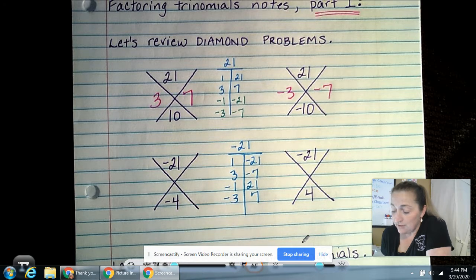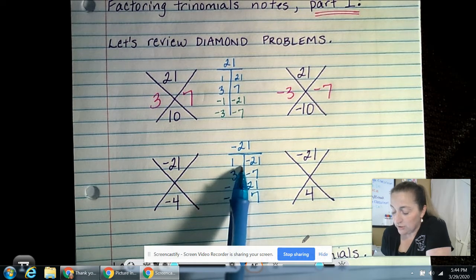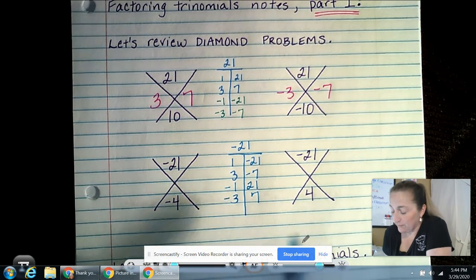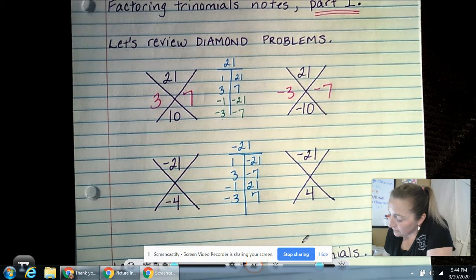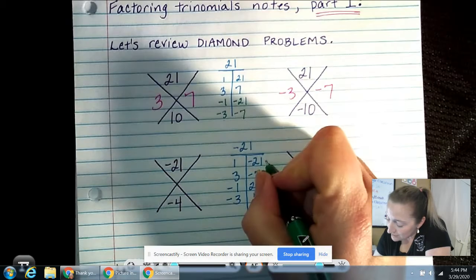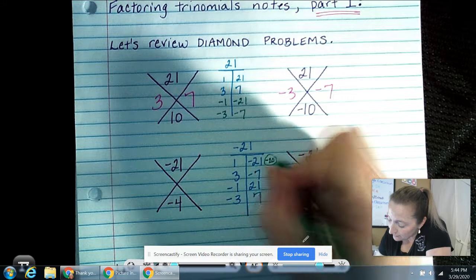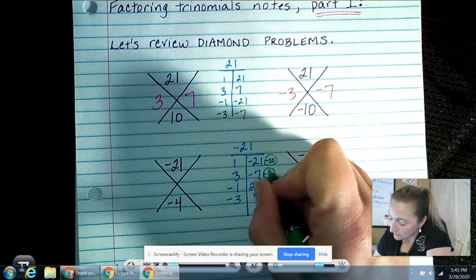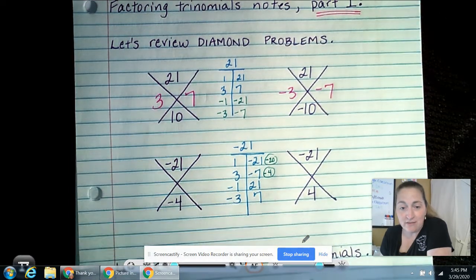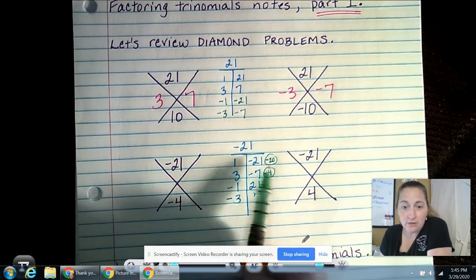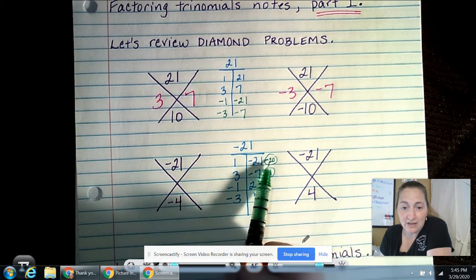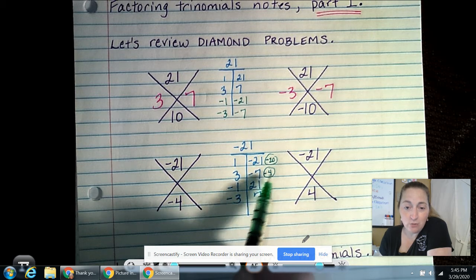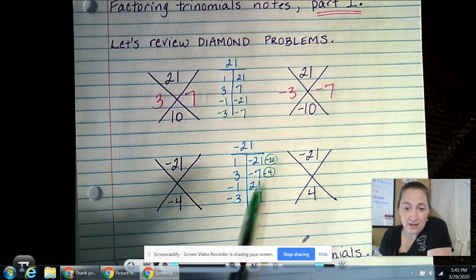Okay? So what we have to remember is, and if you do this on your calculator, then you don't have to worry too much about it, but when we are adding a positive and a negative, we actually end up subtracting. Okay? So, 1 plus negative 21 gives us negative 20. 3 plus negative 7 gives us negative 4. We subtract them and then keep the sign of the bigger number. So 21 minus 1 is 20, and since the bigger number was negative, the sum is negative. 3 and 7, if we subtract them, we get 4, but because the negative was bigger, the answer is negative.